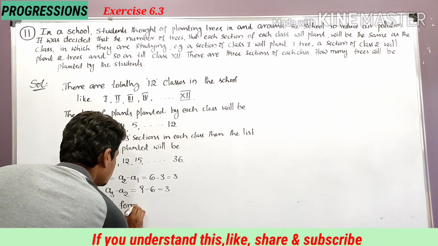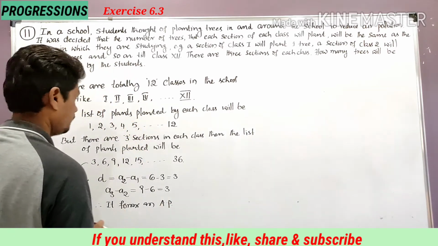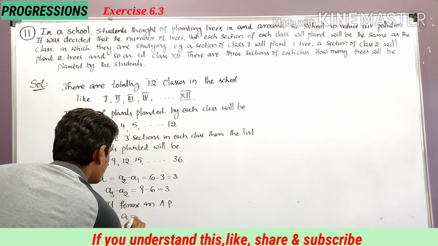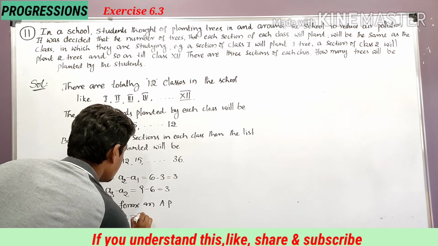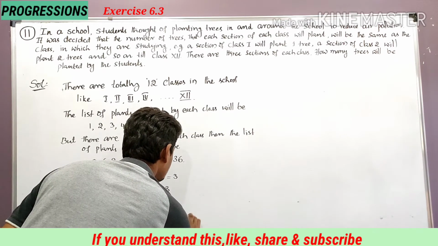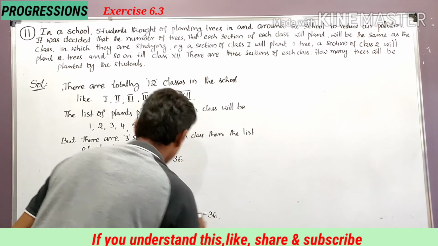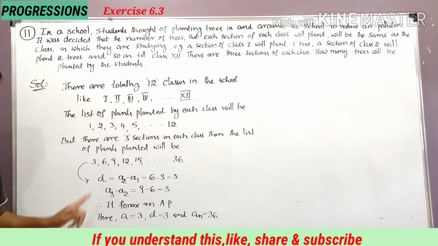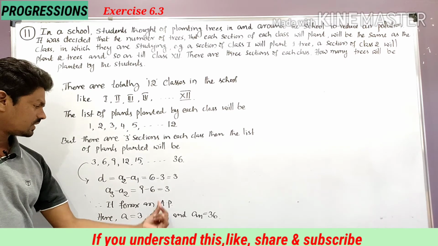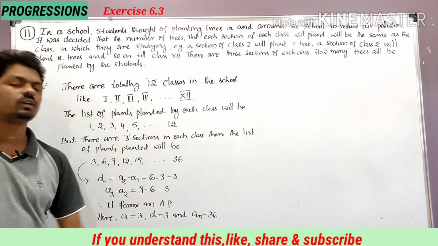So here the first term A is equal to 3 and the common difference D is also 3, and the last term or the nth term An is equal to 36. Just see here, the first term A is equal to 3, the common difference D is equal to 3 and the last term An is equal to 36.